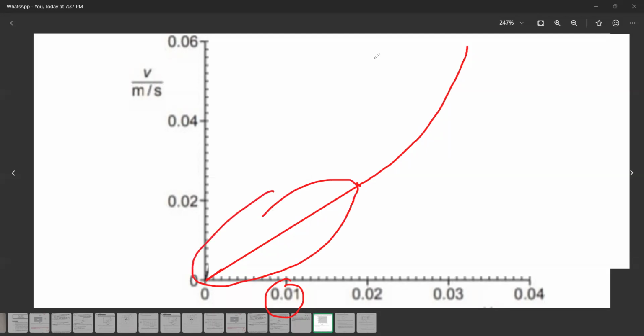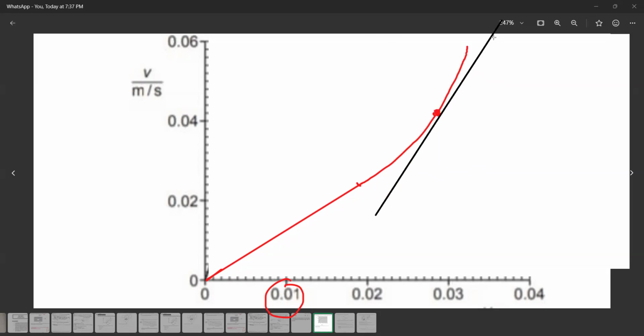But if they ask us to find the acceleration at 0.03, then I have to mark a point where time is 0.03 and draw a tangent there. They cannot ask us the overall, because the acceleration is changing. So if it is changing, they will ask at a specific point. If it is not changing and they ask at a specific point, it means you need the overall, because it's not changing.